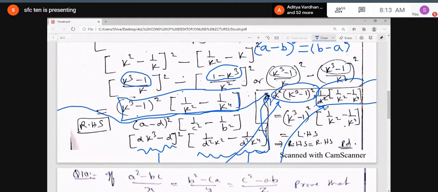And if you go through, this was equal to what? Left hand side, which we have solved. That (k cube minus 1) whole square into 1 upon k square minus 1 upon k raised to power 4. That means LHS and RHS both are equal, and hence this sum is proved. Have you understood properly? Yes, sir. If there is any confusion, then you can ask.